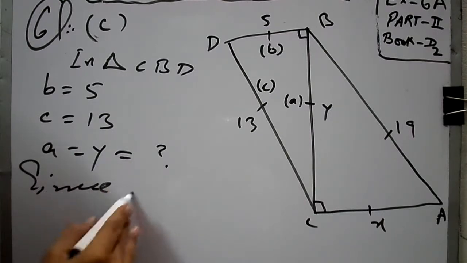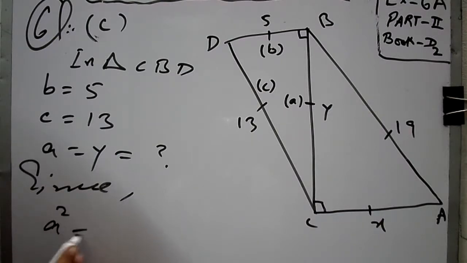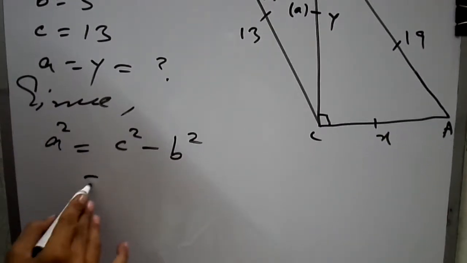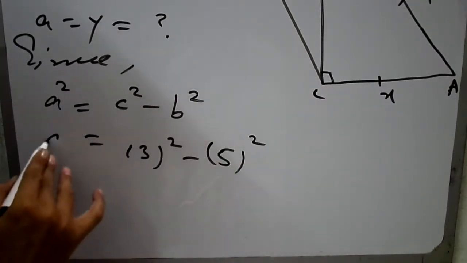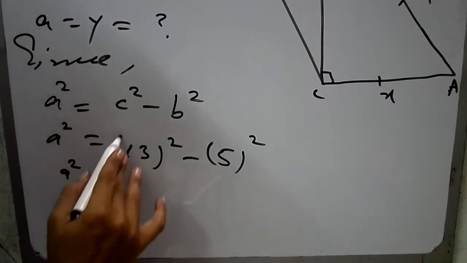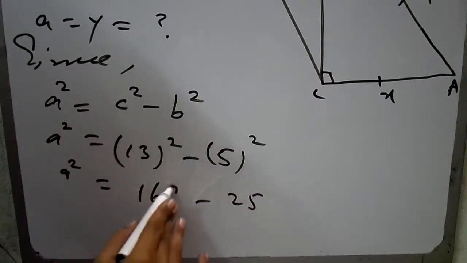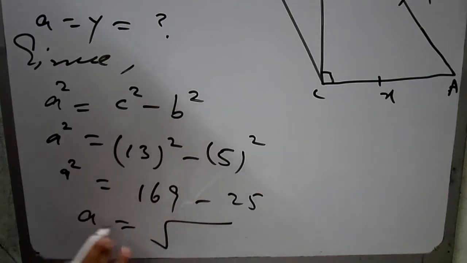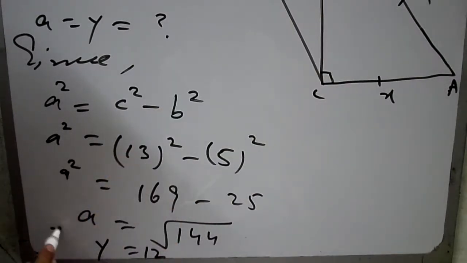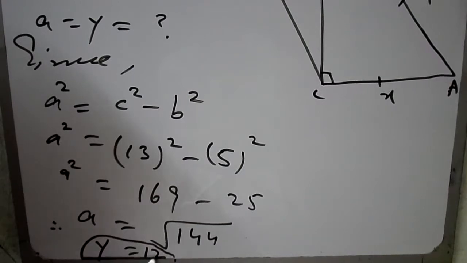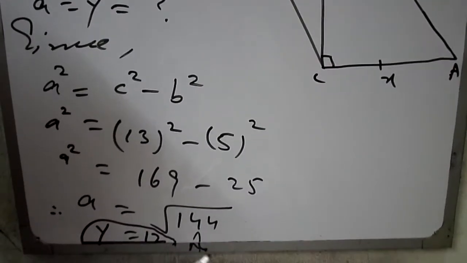Since we have the Pythagoras theorem, A square is equal to C square minus B square. Putting the values, 13 square minus B square, A square is equal to 169 minus 25. So under root, after subtraction you will get 144. So the result is 12. But it should be noted that A is representing the value of y. Therefore you have calculated the value of y, that is 12.